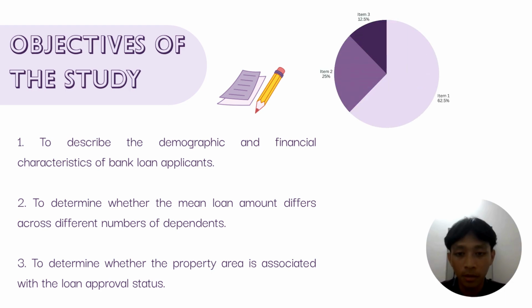Moving on, there are three objectives of our study. The first one is to describe the demographic and financial characteristics of bank loan applicants. Second, to determine whether the mean loan amount differs across different numbers of dependents. And the last one is to determine whether the property area is associated with the loan approval status.